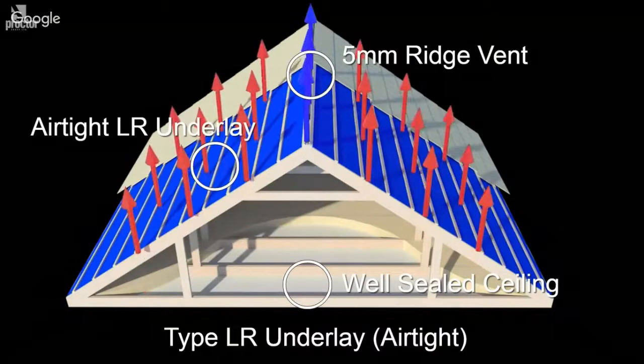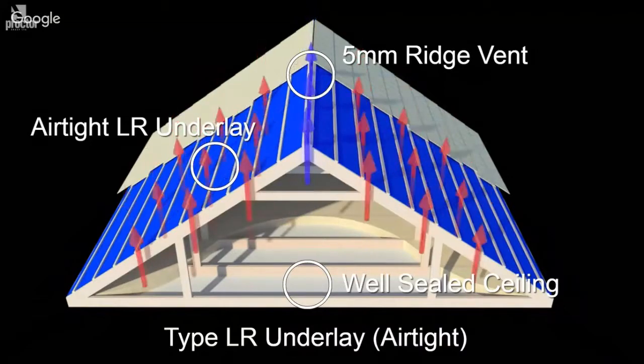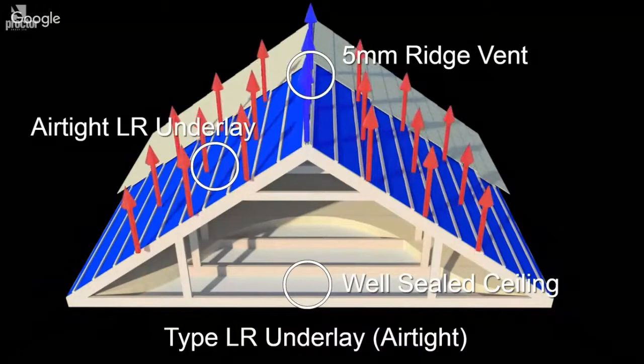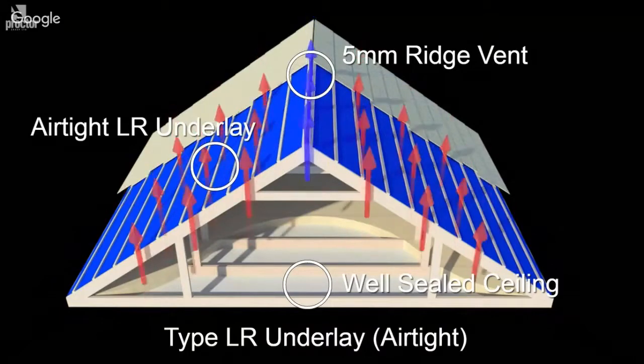Now that's particularly true during the initial phase after construction. At this point, there's a significantly higher moisture load from wet trades, etc. And this is known as the drying out period. It's therefore very common to see airtight LR underlays requiring 5 millimetres of ridge ventilation, and that assists in the removal of vapour. They also usually require the ceiling to be very well sealed, or certainly a vapour control layer to be used at ceiling level.